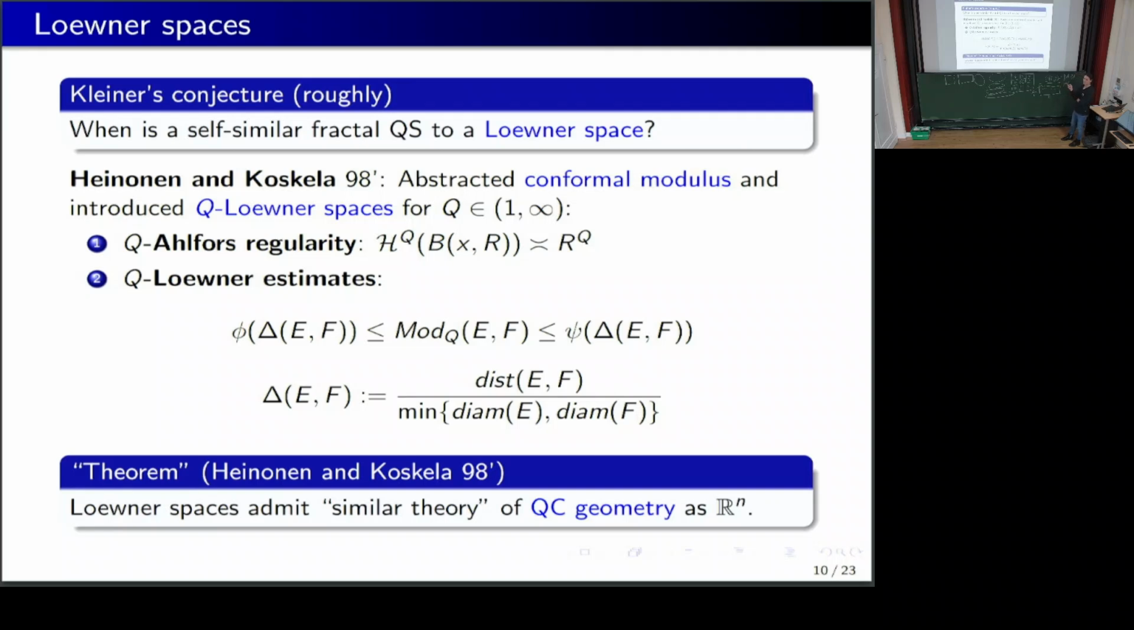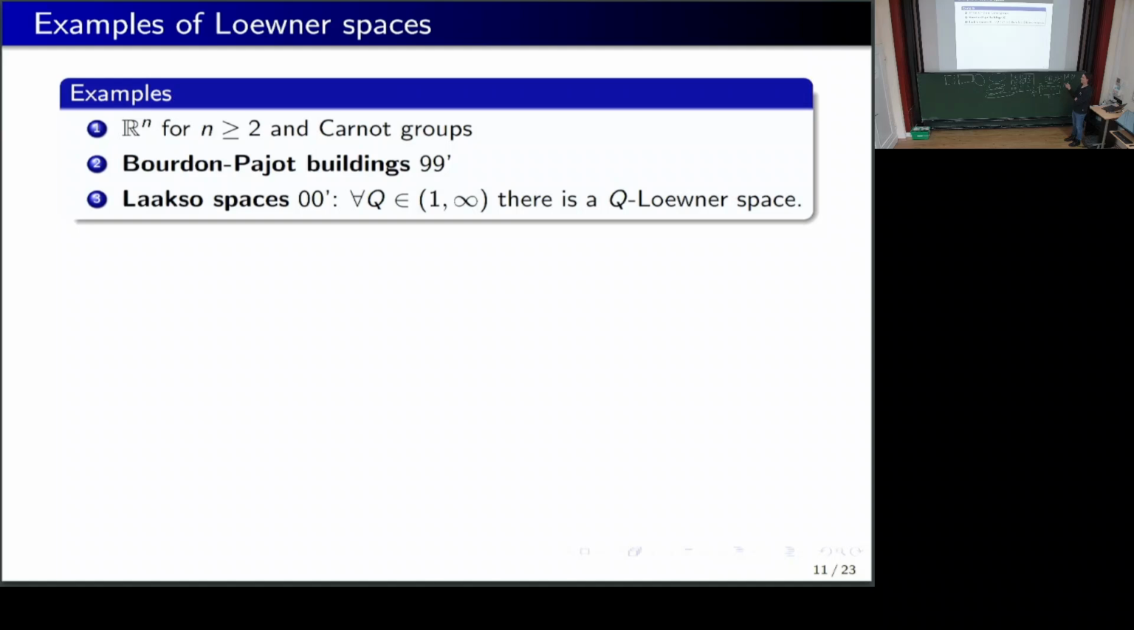Okay. Sorry, I also have a question. Are there easy examples of spaces where the second condition fails, the Loewner estimates? Yes, I will show you. Okay. Some simple examples that are not your counterexample. Yes. Okay. Well, first I will show you some examples.